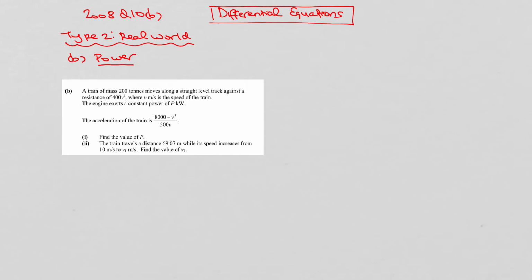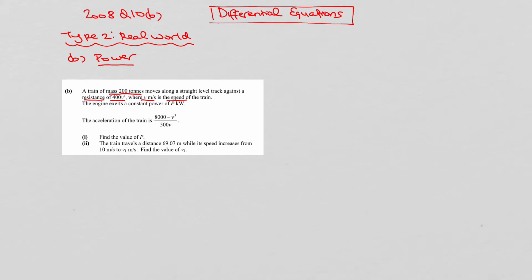Differential equations, type 2, real-world power. So in 2008, question 10b, we have an example here of power. We have a train of mass 200 tonnes moving along a straight level track against a resistance of 400 v squared, where v in metres per second is the speed of the train.